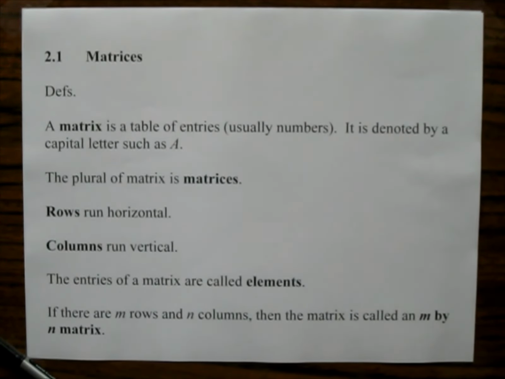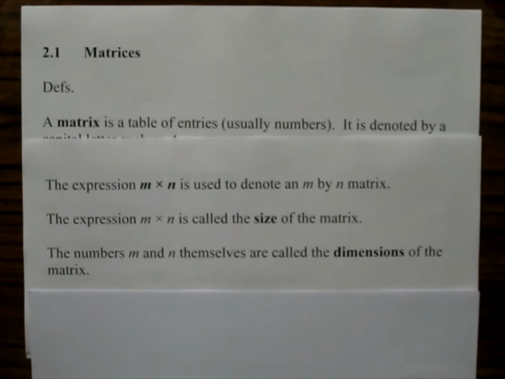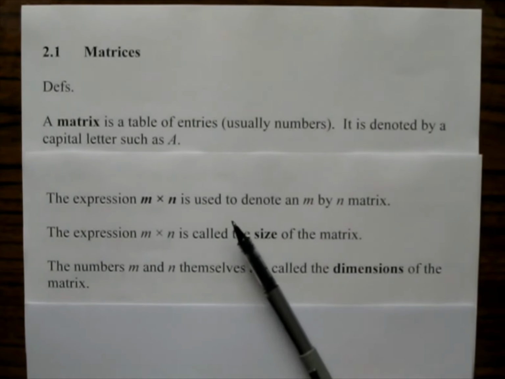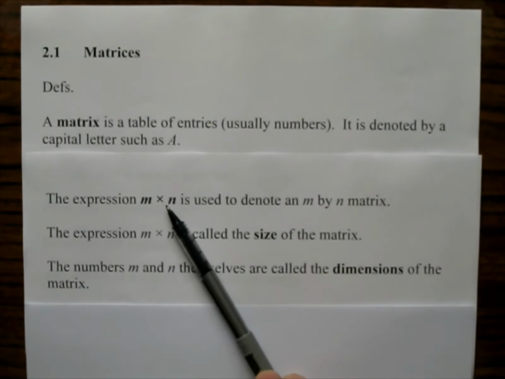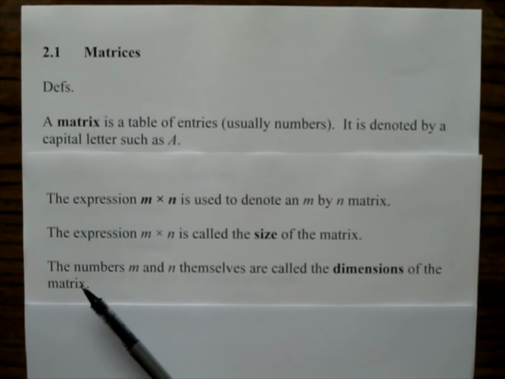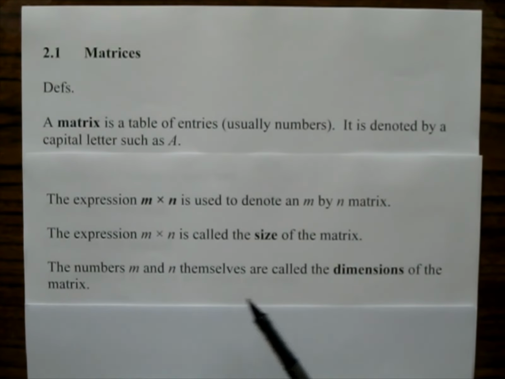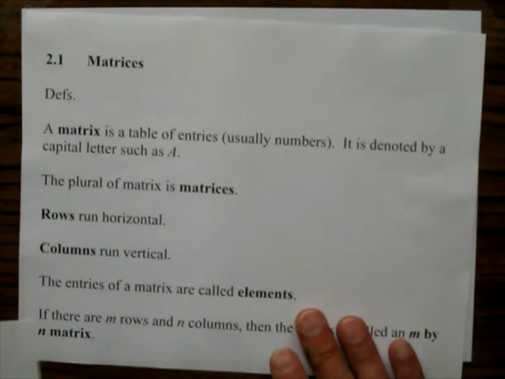We'll see some examples of this. The expression m by n is used to denote an m by n matrix, and there's like a little, looks like a multiplication sign. The expression m by n is called the size of a matrix. The numbers m and n themselves are called the dimensions of the matrix, though we'll try not to use that word because it's going to mean something a little different when we get to vector spaces. So let's take a look at some examples here.